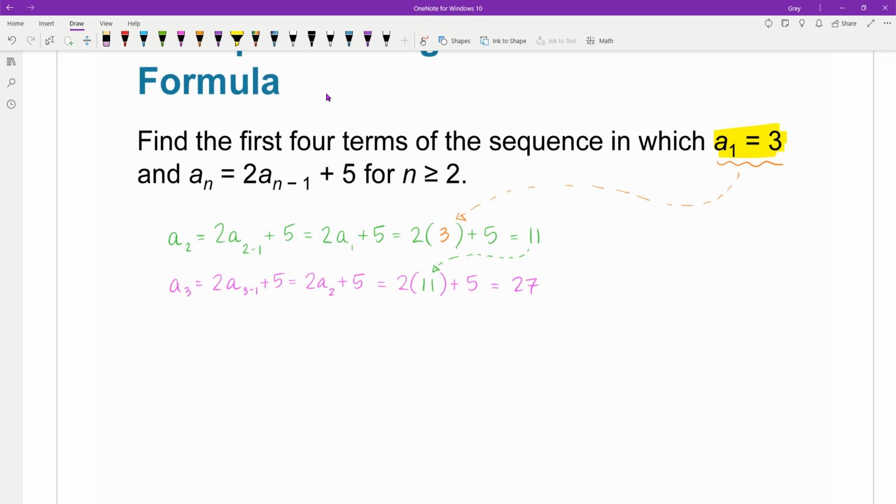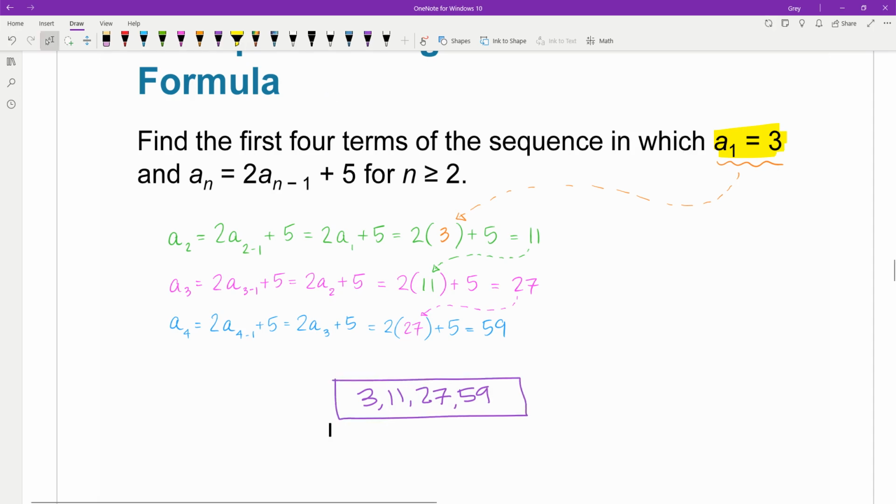First 4 terms means I need to find one more, a sub 4: 2 times a sub 4 minus 1 plus 5, which is going to be 2 times a sub 3 plus 5, and a sub 3 is 27, and that becomes 59. So my first 4 terms are, I didn't write it. We'll go ahead and write it now. It is 3, 11, 27, and 59. Those are the first 4 terms.